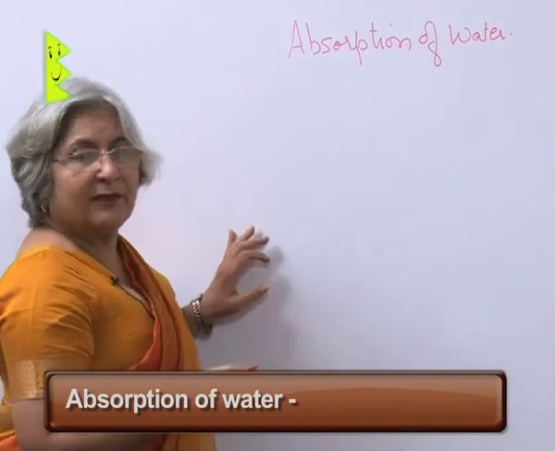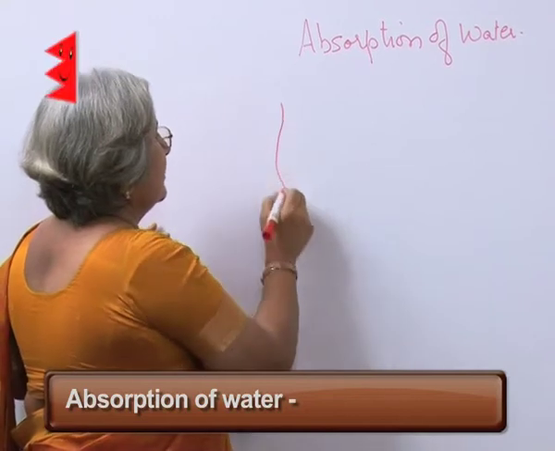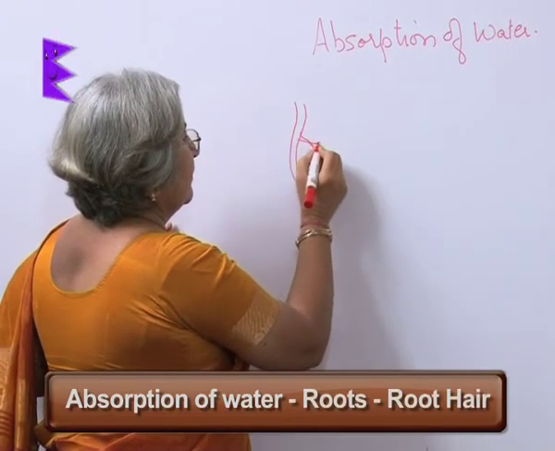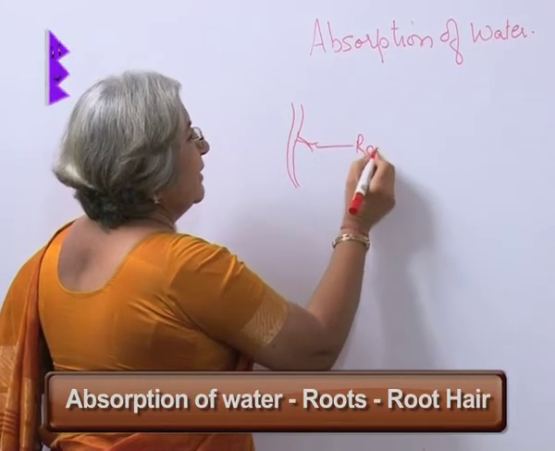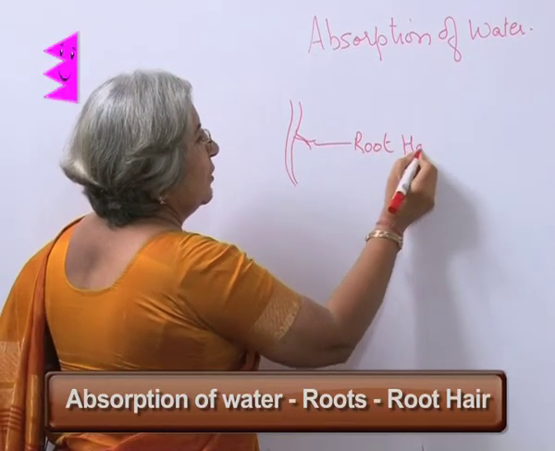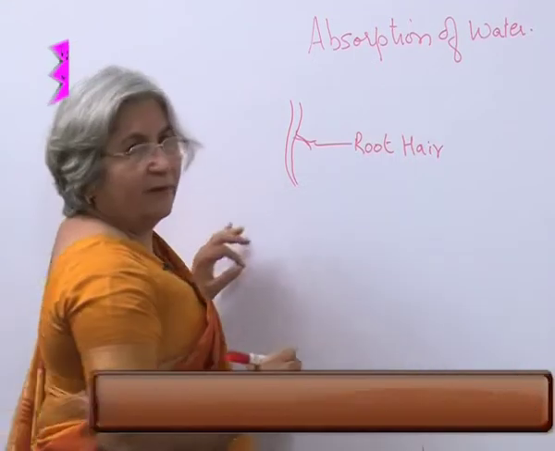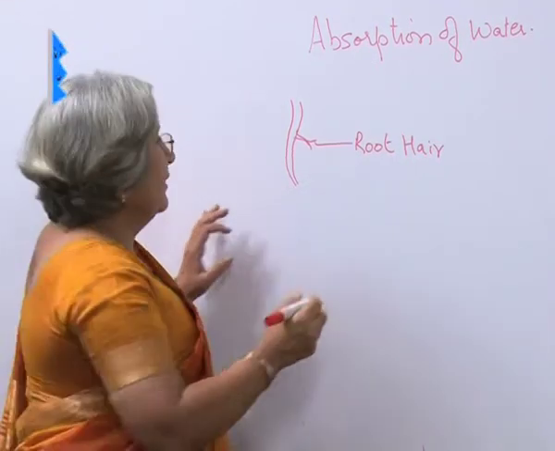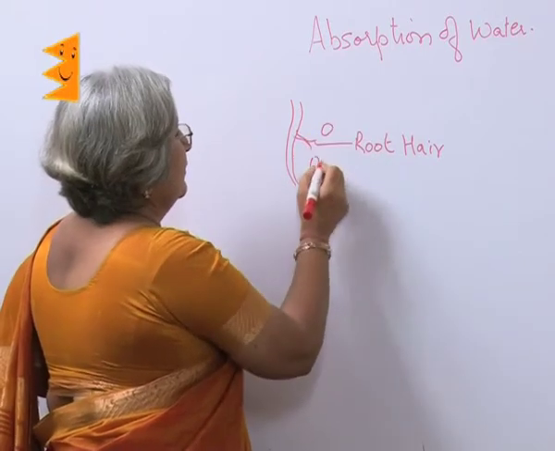By roots, and in the roots there are the root hair. It is the root hair that absorb water, right. Now, root hair are unicellular. Here this is the soil.